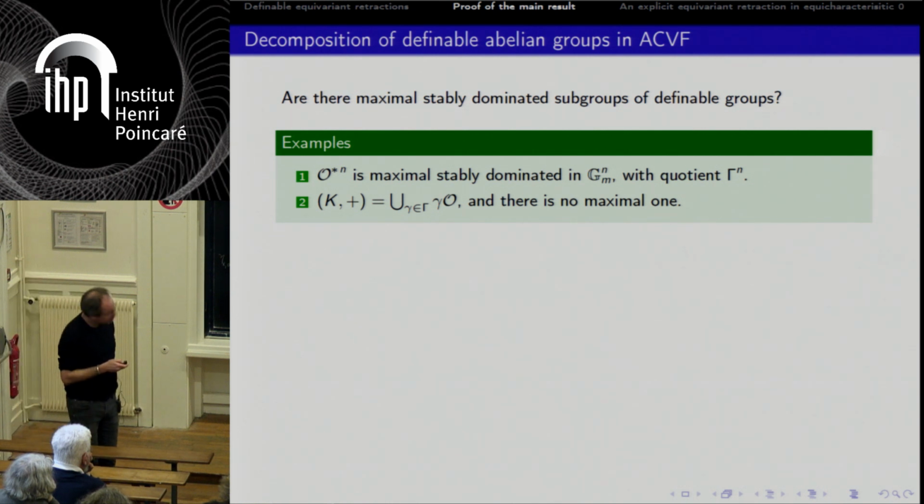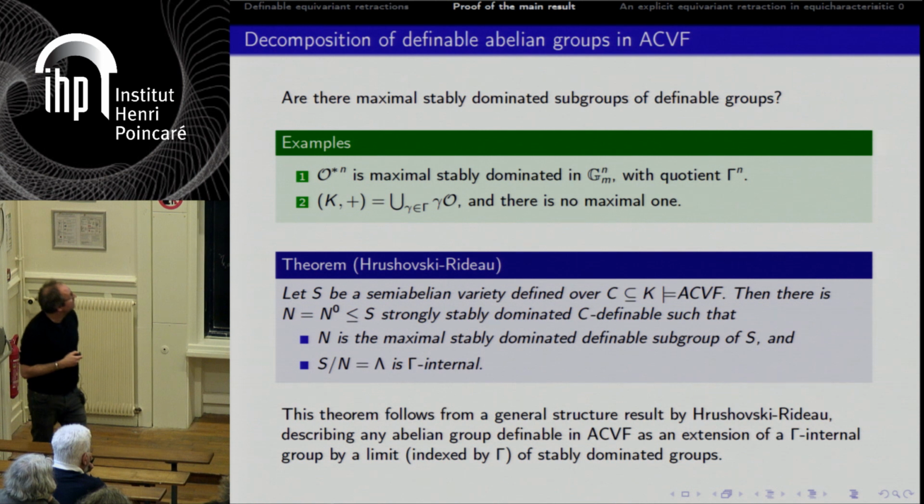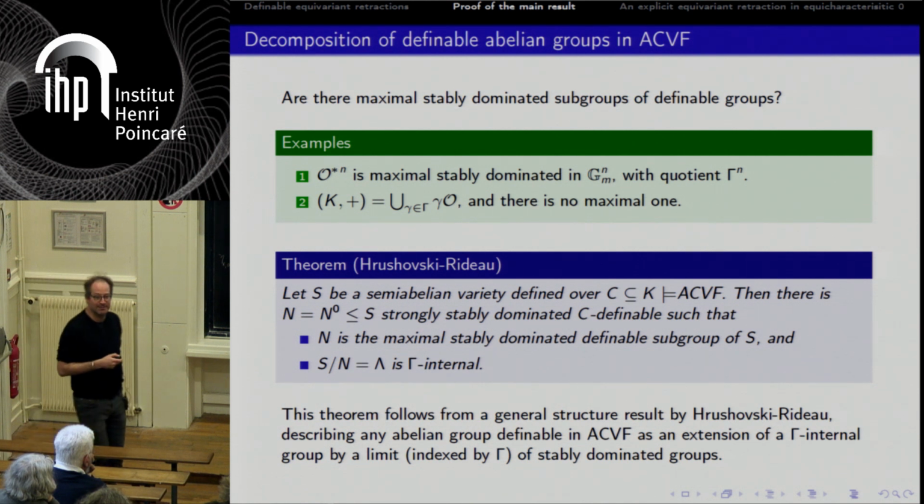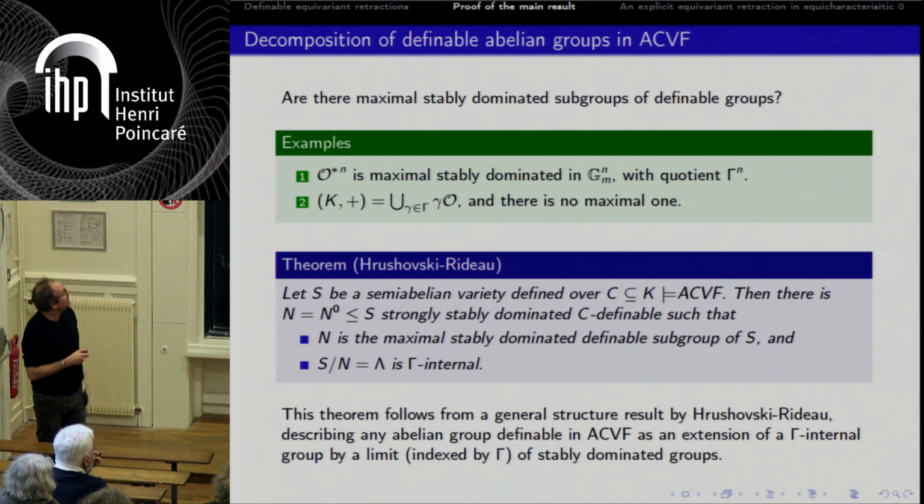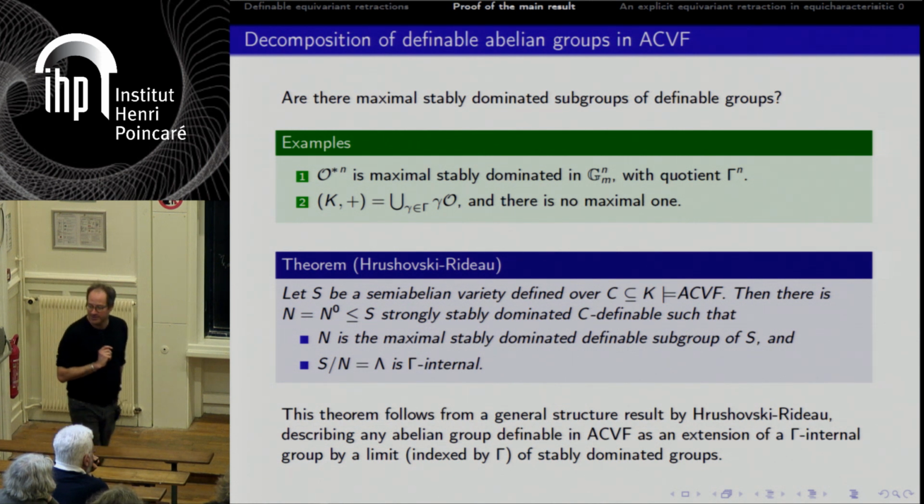Okay, good. Now a theorem of Ehud and Sylvain. What we can deduce from their work, actually they show it for abelian, but it easily lifts to semiabelian, is that in a semiabelian variety over an algebraically closed field, there is a maximal strongly stably dominated connected C-definable subgroup, such that it is maximal stably dominated and the quotient is gamma-internal. Let's call it lambda. Now that's a very nice theorem.